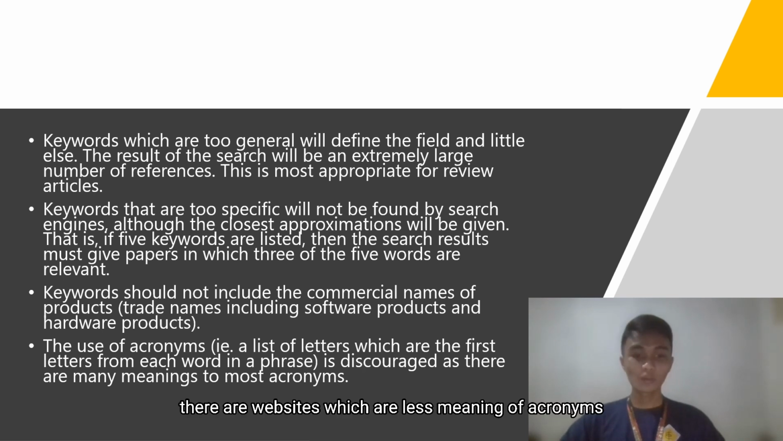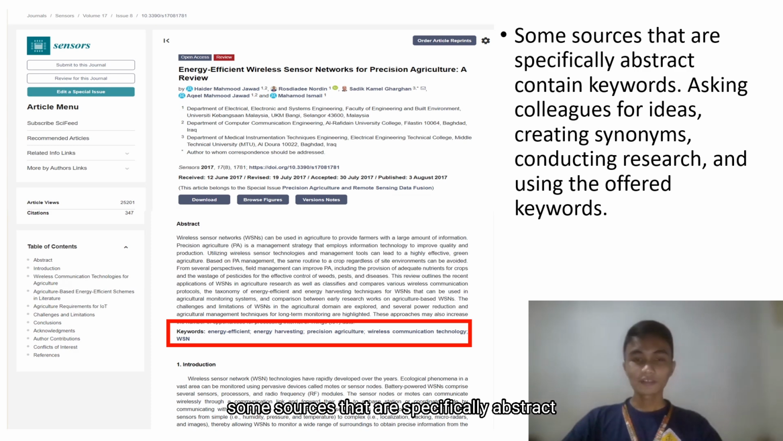There are websites which list the meaning of acronyms. If you visit one of the websites, you will see a very long list of explanations of almost all acronyms. Some sources that are specifically abstracts contain keywords, asking for ideas, creating synonyms, conducting research, and using the offered keywords.